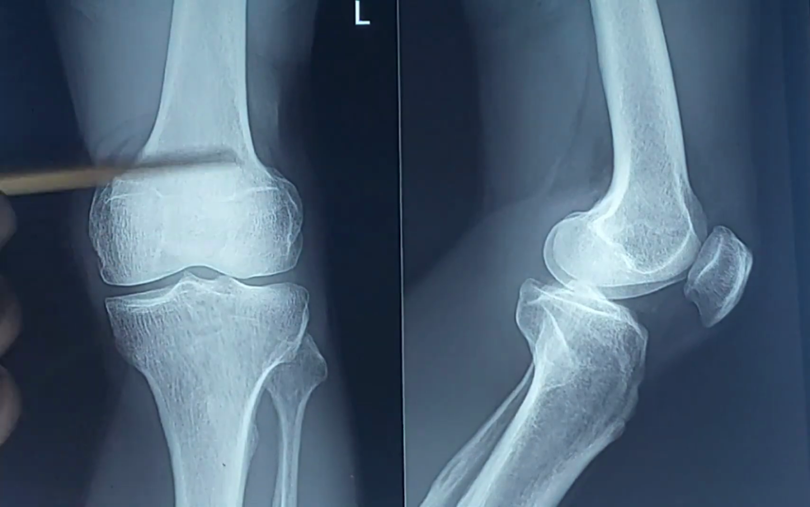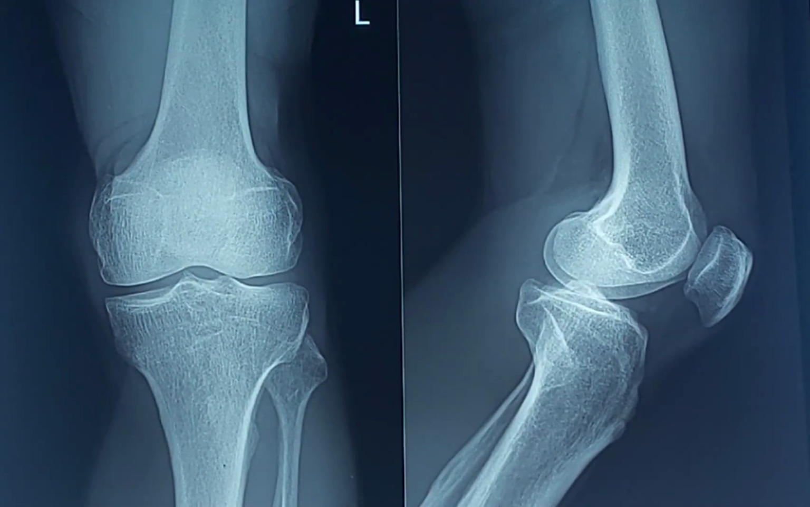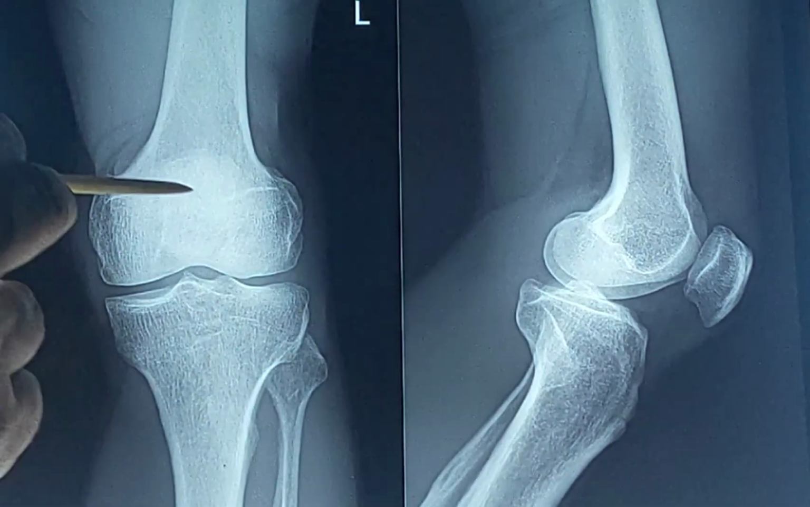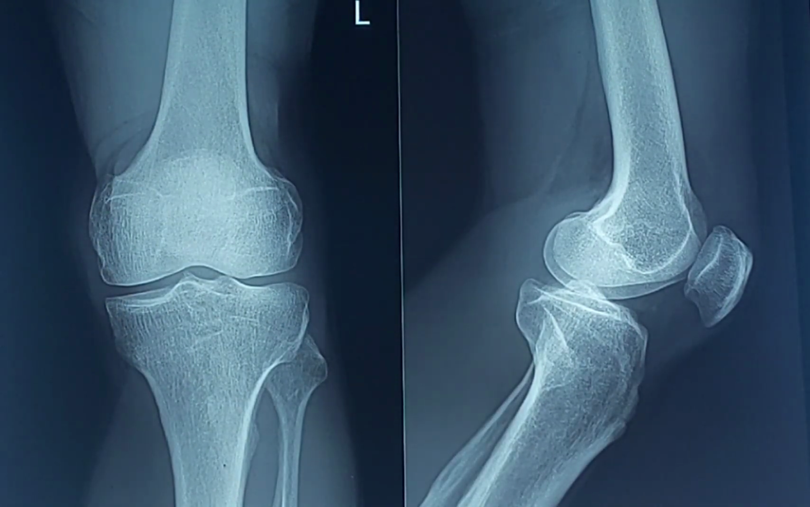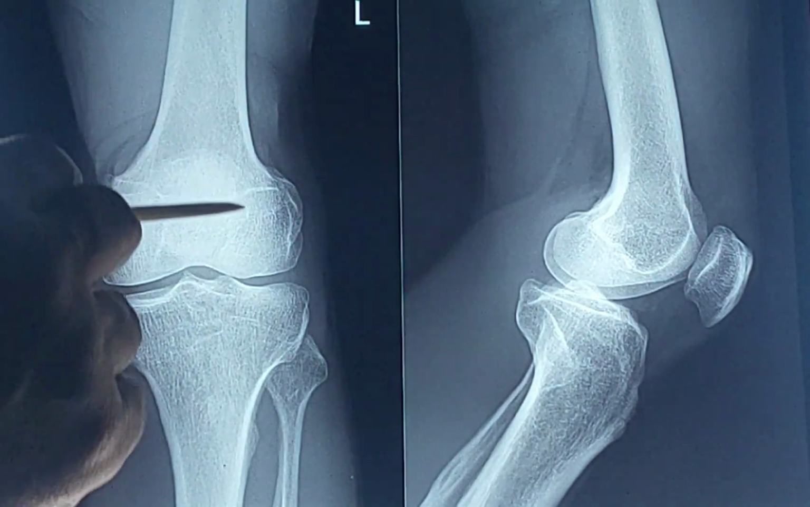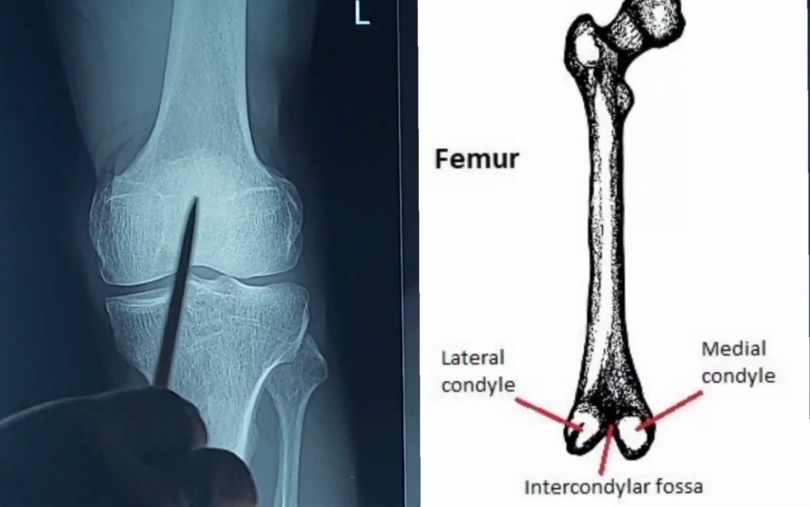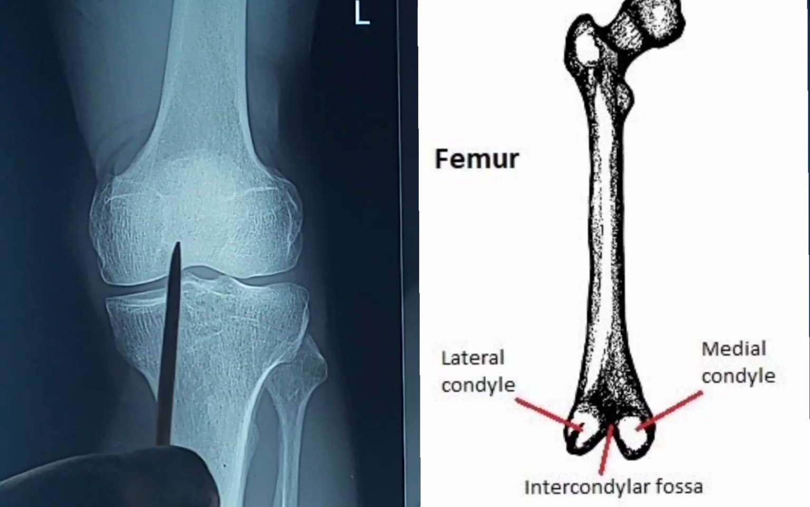But of these two condyles, which condyle is more massive? The answer is lateral condyle. This one is more massive than the medial counterpart. Why? Because this lateral condyle shares more in weight transmission from femur to tibia, and in between these two condyles is the intercondylar area.